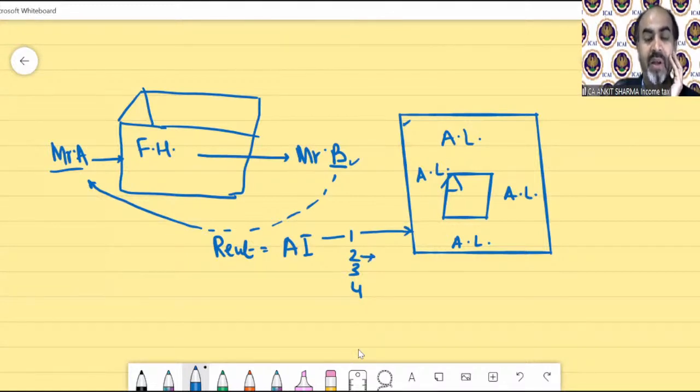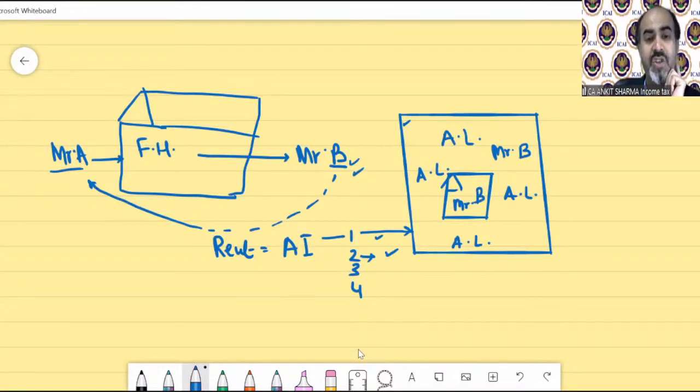The second one: the farmhouse should be occupied by the cultivator. That means this farmhouse has been used by Mr. B. Cultivator means farmer, etc. So the agricultural land is used by Mr. B, and this farmhouse also must be used by Mr. B. So both things must be occupied by Mr. B.